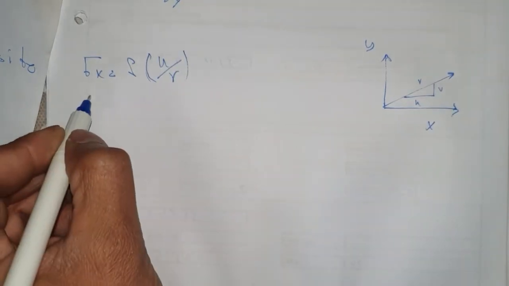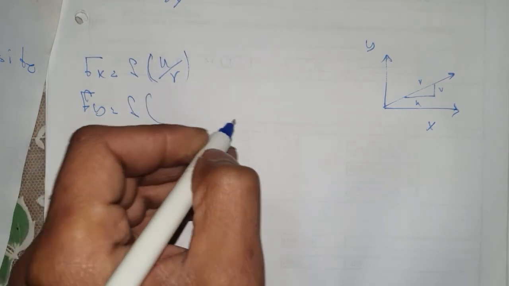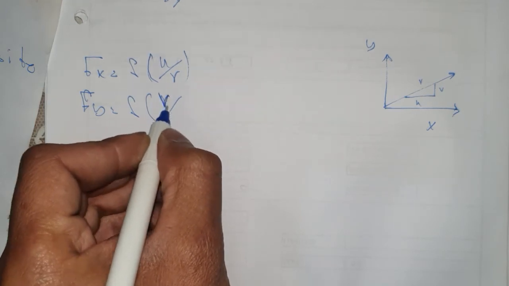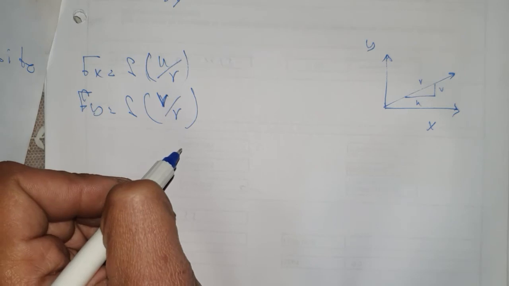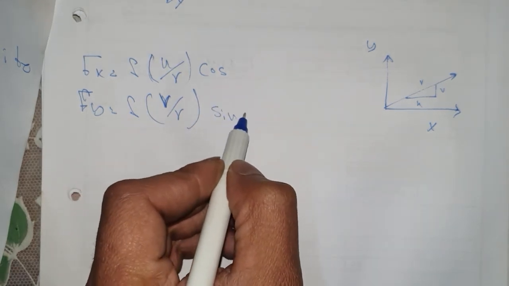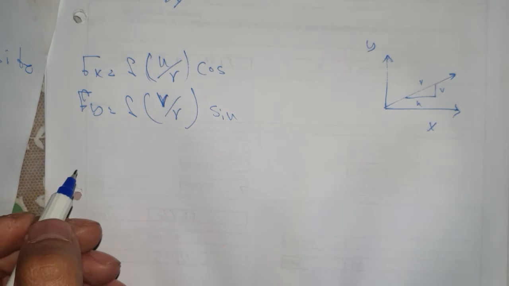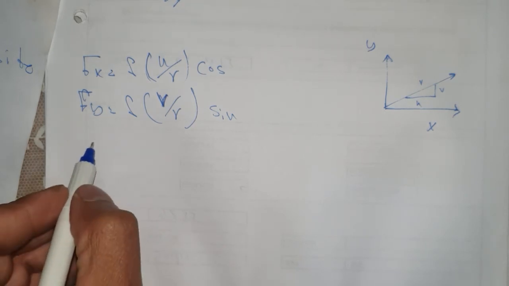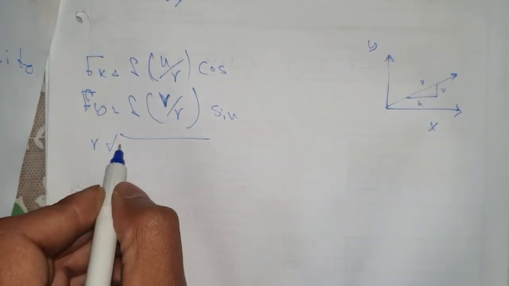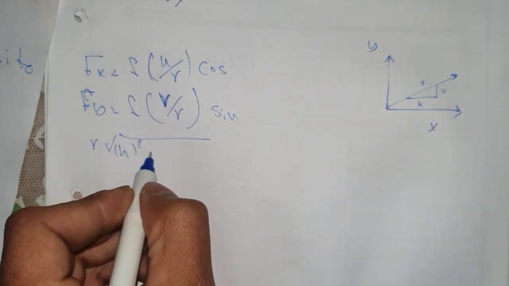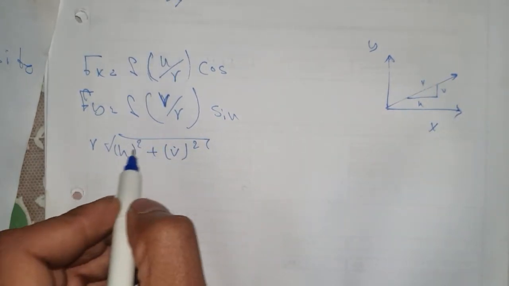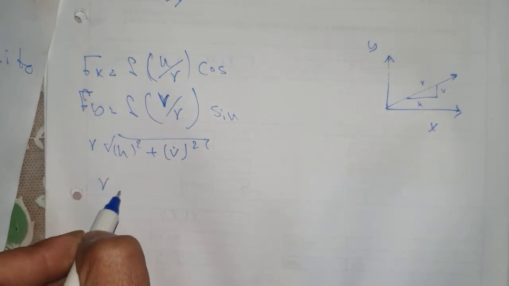And to find Fy, we will use V divided by R, using the sine instead of the cosine. To find the hypotenuse, we take the square root of H, the adjacent, squared plus V, the opposite, squared. From this formula you can find the resultant, R.